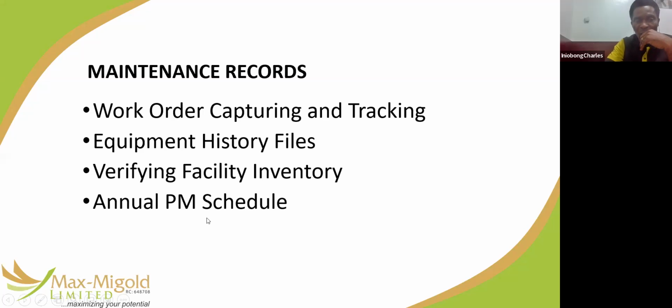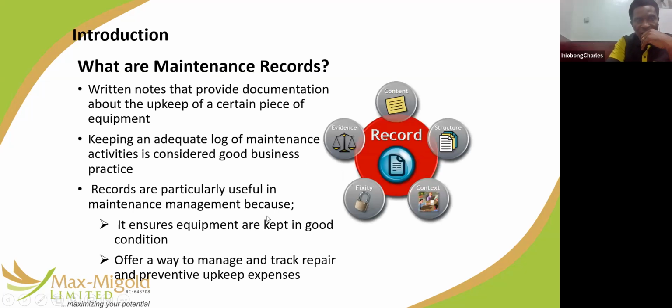So the very first thing an auditor wants to see is your annual PM schedule. Then they also want to see the work order capturing. You said you've done this maintenance. What's the work order to carry out this job? Because that's where you will identify what you want to do, when you want to do it, and if you have done it, the sign off and all that. They also want to see your equipment history file, and they want to verify your facility inventory. In your facility inventory, you must have all the spares that you need for preventive maintenance.